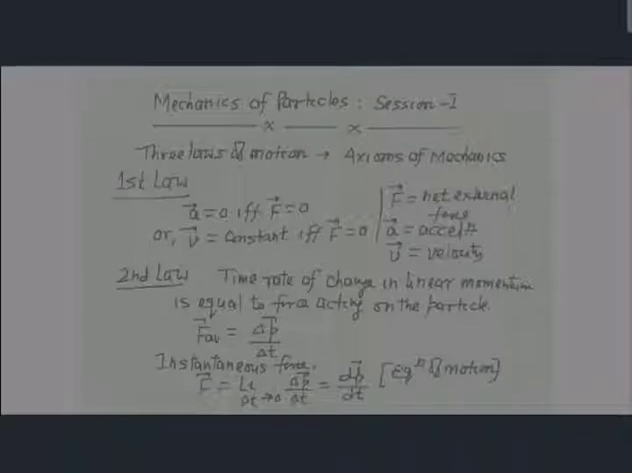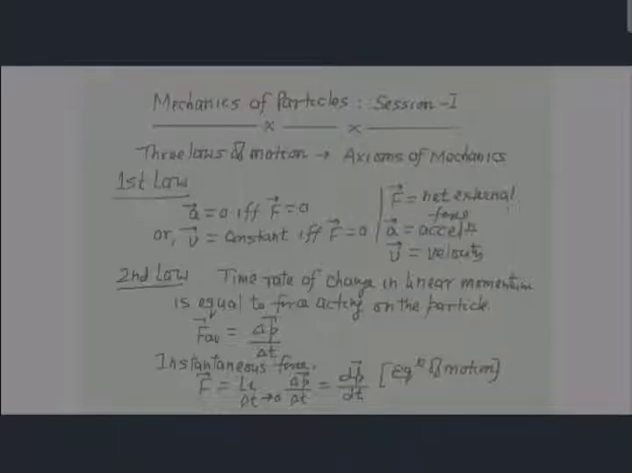Mechanics of particles, session 1. There are basically 3 laws of motion, which are called axioms of mechanics, and the classical mechanics which we are learning now was developed by Newton and Galileo. So why does this axiom term come? Why are they being called axioms?